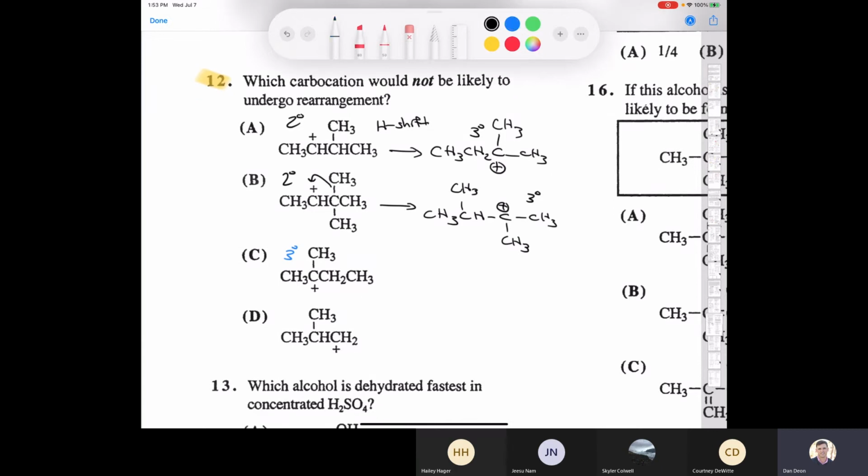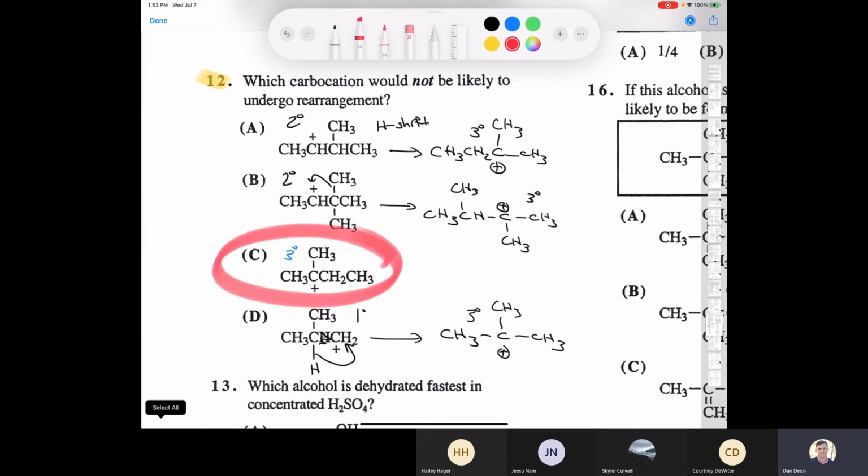Whereas this one here, the last one, if I draw this hydrogen out explicitly, this one could shift over here, and then I'd end up with this, which would be a tertiary. This is a tert-butyl cation. So we would go from something that is primary to something that is tertiary. So that's definitely going to undergo that hydride shift. Okay, so the answer is C. It's the only one that's not going to undergo any kind of rearrangement to produce anything more stable.